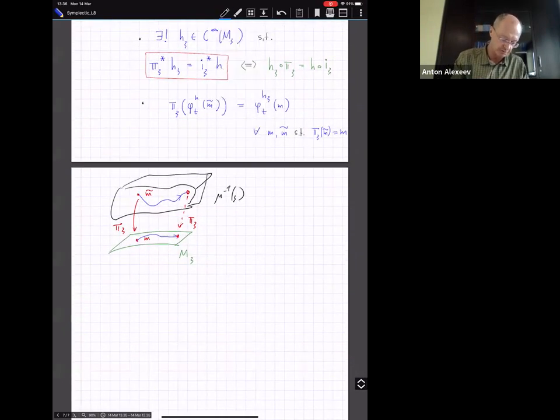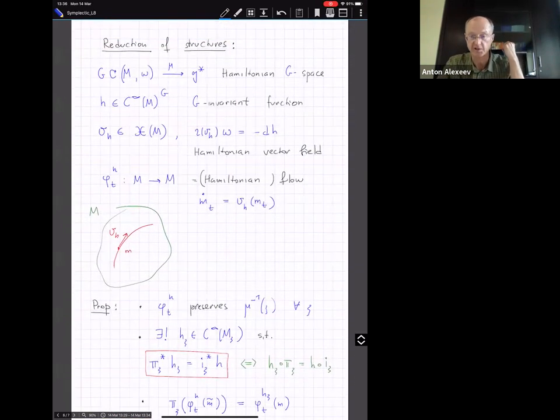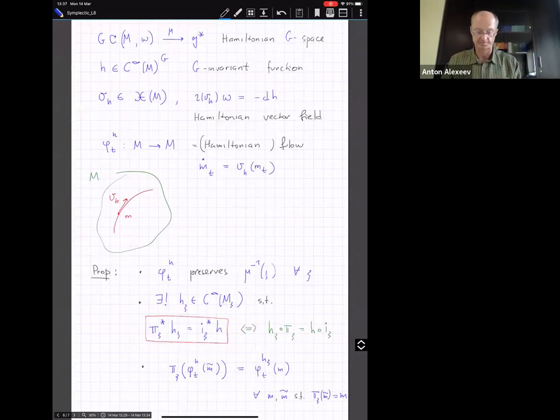So let me still give a proof of the proposition. That's an easy proof, but this gives you an example of a reduction of structures, right? So before I had a reduction of symplectic forms, but now I said, oh, let me add one more structure. I have a Hamiltonian G space and a G invariant Hamiltonian evolution on it, and it will also descend.